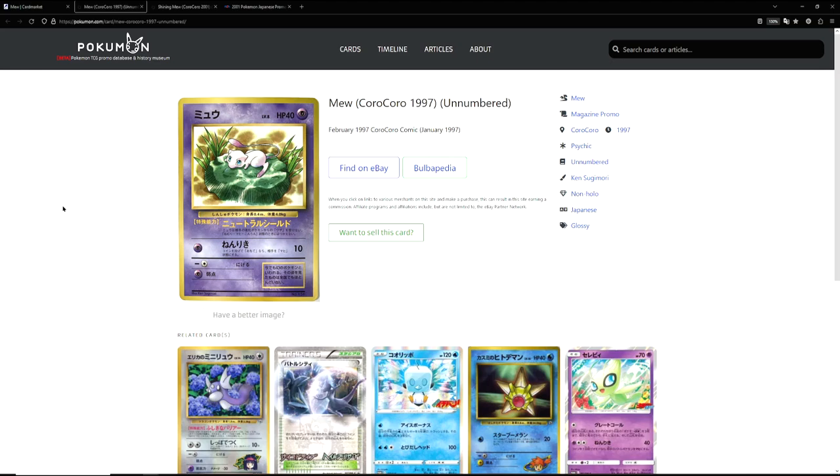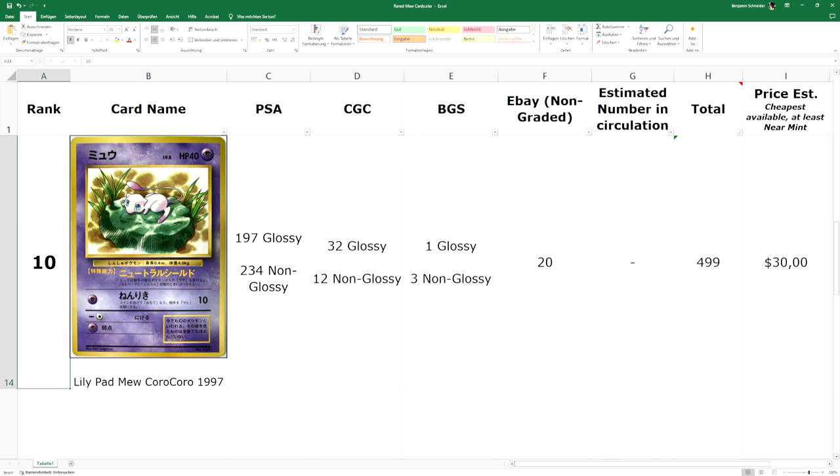Now for this one in particular, there are actually two different versions. There is a glossy version and a non-glossy version. I did differentiate them in my Excel sheet. So there are 197 glossy ones and 234 non-glossy versions graded at PSA, and then respectively with the other grading companies. With eBay, I didn't differentiate them because it's just too hard to tell without looking at every single card. In total, 499 copies, and you would be very surprised. $30 for this one. For a card that is this old and essentially a piece of history, $30?